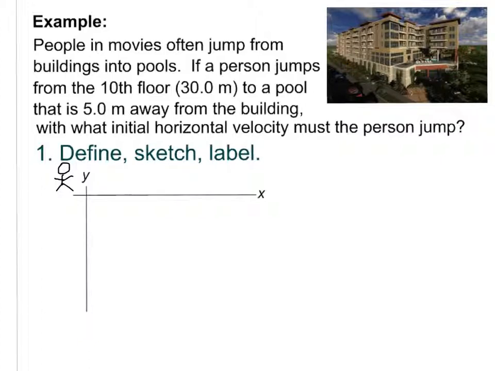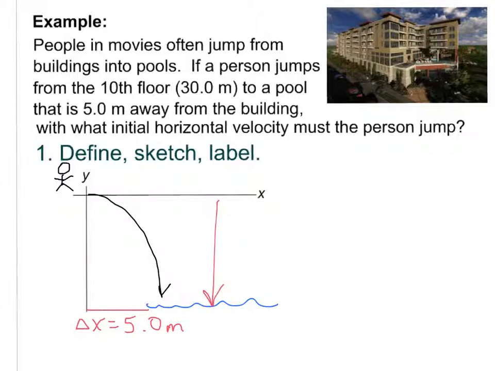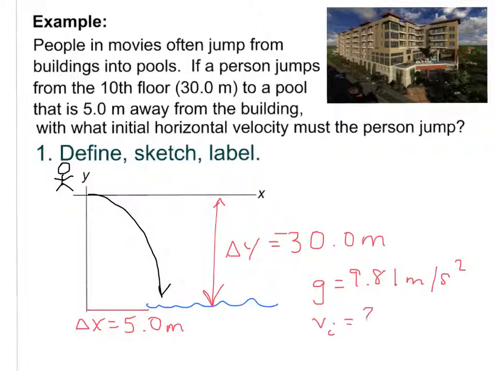Here's our little person up at the top. This person's going to jump off, hopefully into the water, right? We know that we have a delta x here of 5.0 meters before we get to the water. We also know that our delta y equals negative 30.0 meters. He's going down. We also know acceleration due to gravity is 9.81 meters per second squared. And what we don't know and what we'd like to know is the initial velocity.